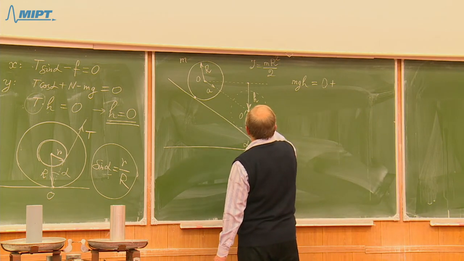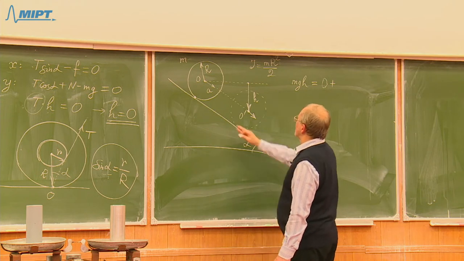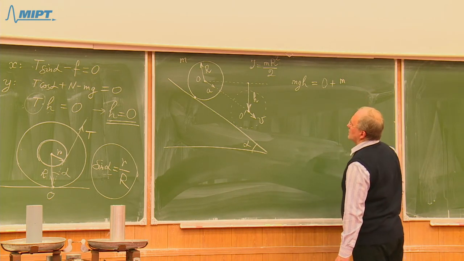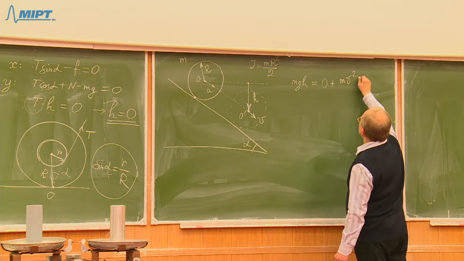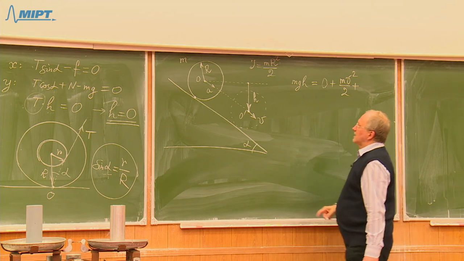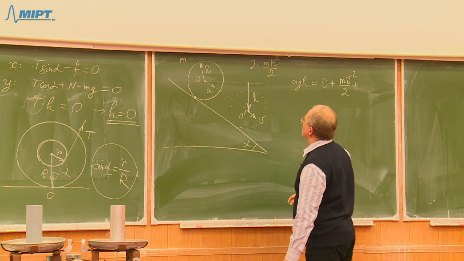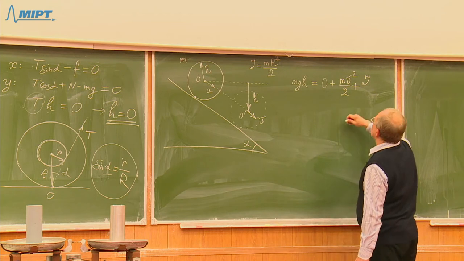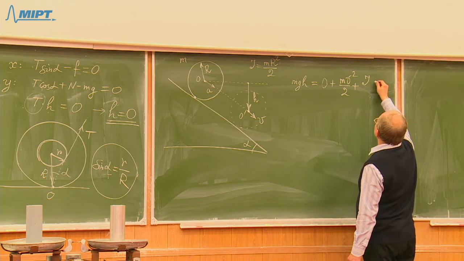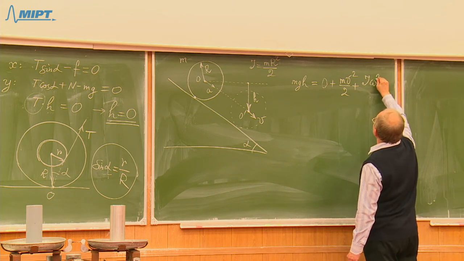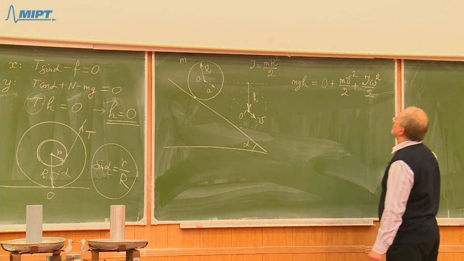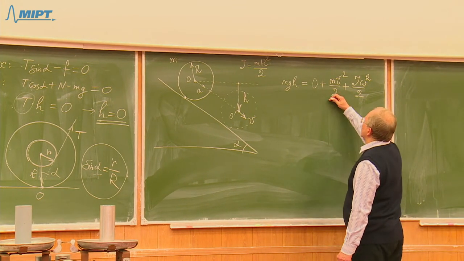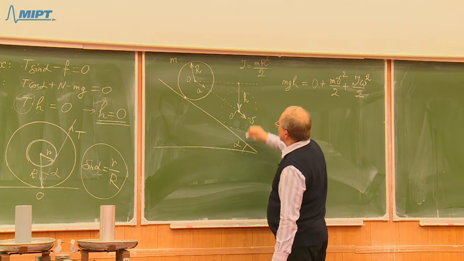And kinetic energy will consist of the translational motion of the center of mass with some final velocity v, and that will give us the term mv squared over 2, plus the energy of rotational motion of this body. And rotational motion energy is the moment of inertia, which is equal to this expression, times angular velocity squared over 2. We have derived these formulas previously. So this is the kinetic energy of the translational motion of the center of mass.